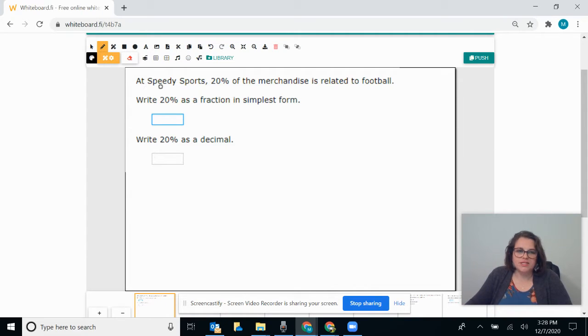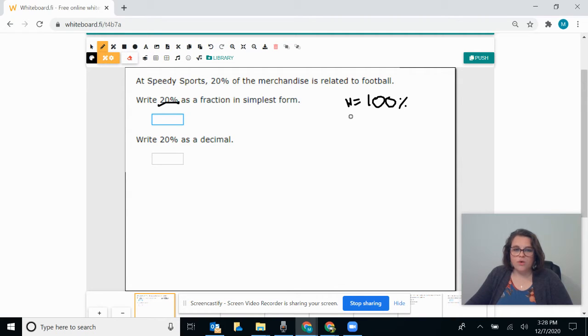This first problem says at Speedy Sports, 20% of the merchandise is related to football. Write 20% as a fraction and write 20% as a decimal. So to write this as a fraction, what you should know is that when you're using percent, your whole is always 100%.